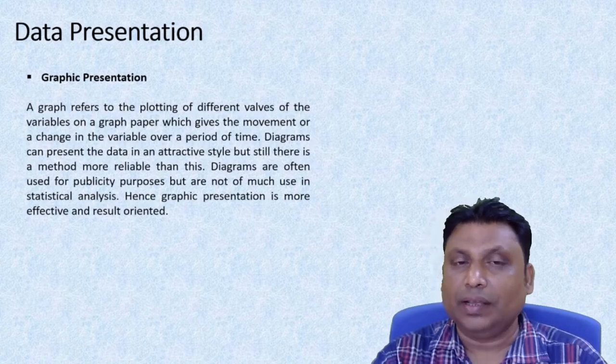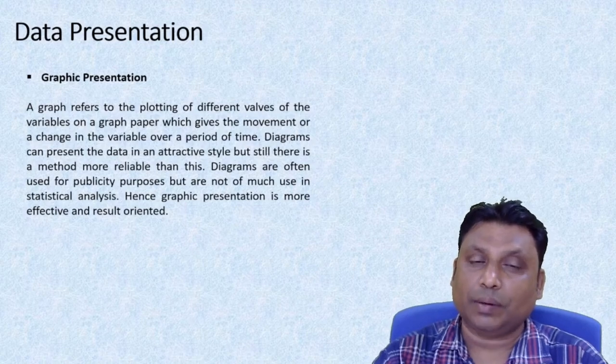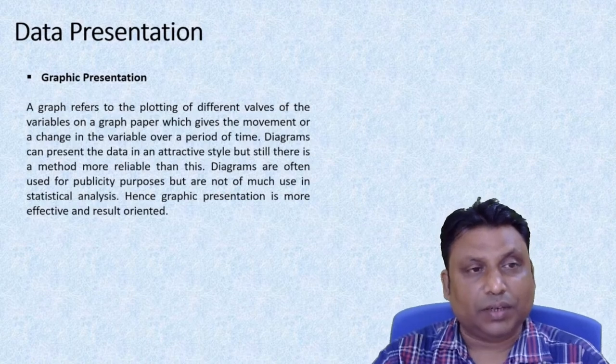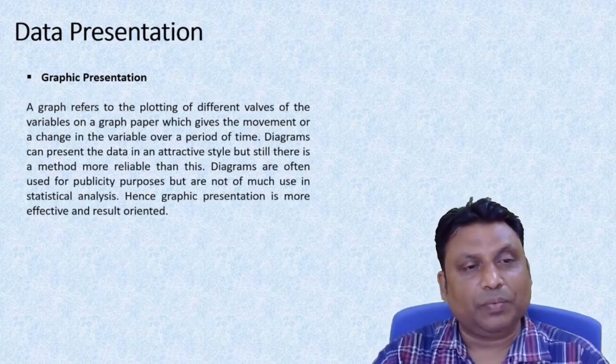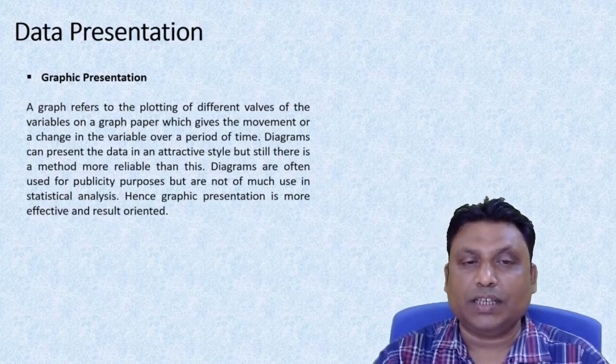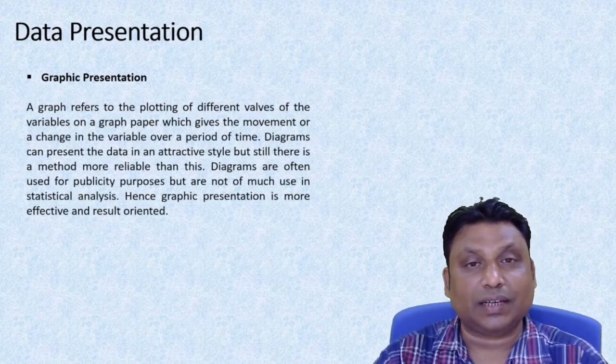But here, first we are discussing data presentation, how to present it. After that, we will discuss statistical analysis or any other quantitative analysis. So the first one is graphical presentation. A graph refers to the plotting of different values of the variables on graph paper, which gives the movement or change in the variable over a period of time. Diagrams can present the data in an attractive style, but there is still a method more reliable than this. Diagrams are often used for publicity purposes but are not much used in statistical analysis.